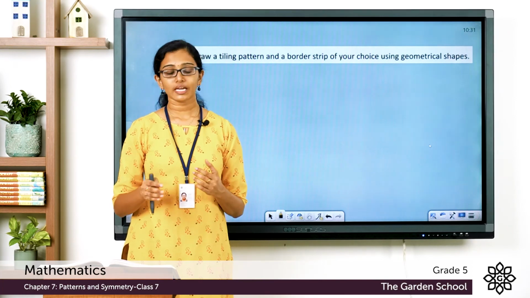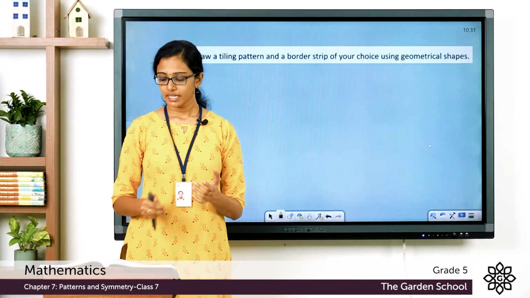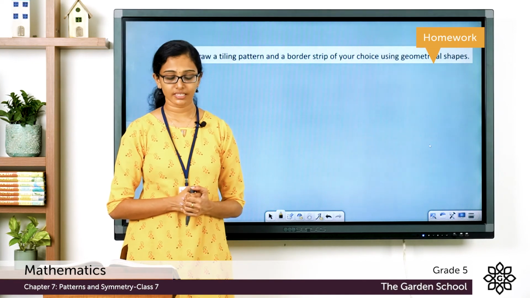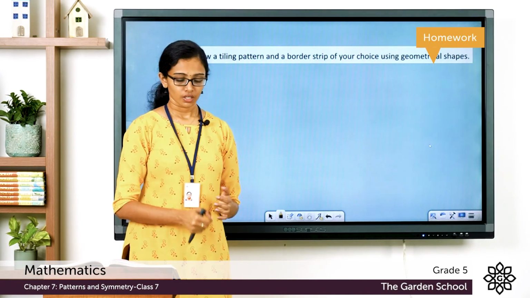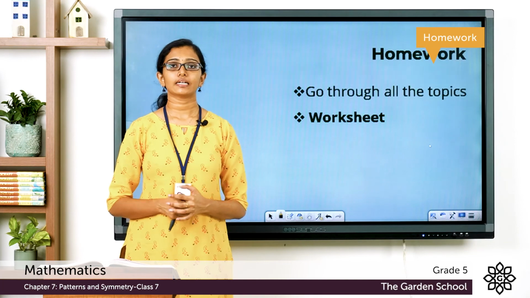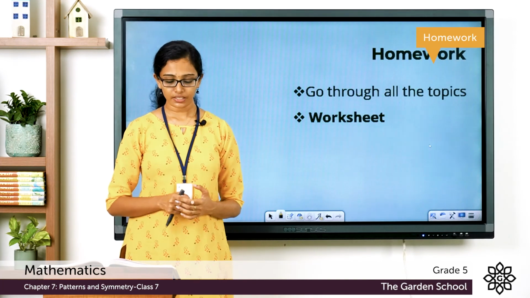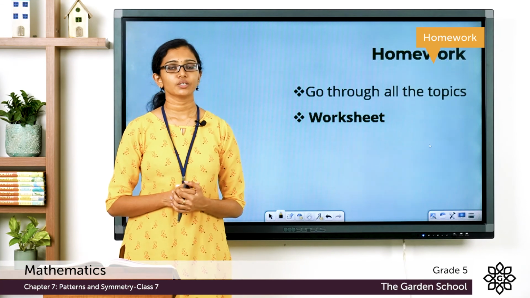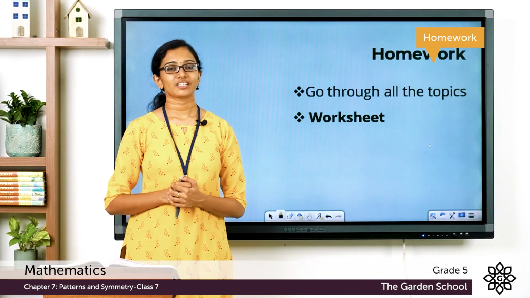Now, we've come to the end of the revision station page. In the next page, you can see the worksheet. A worksheet is given there in 126. You have to go through all the topics that we learned in this chapter once again, and then you have to work out the worksheet given there. So once you're done with it, you can take a picture and send us through Teams.